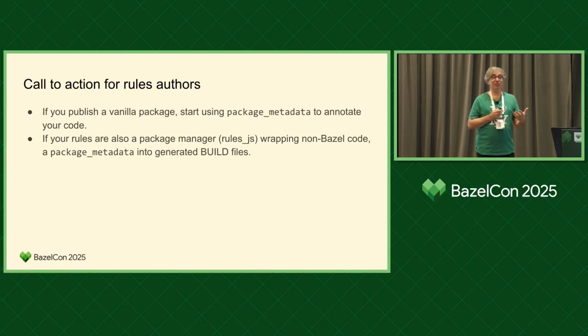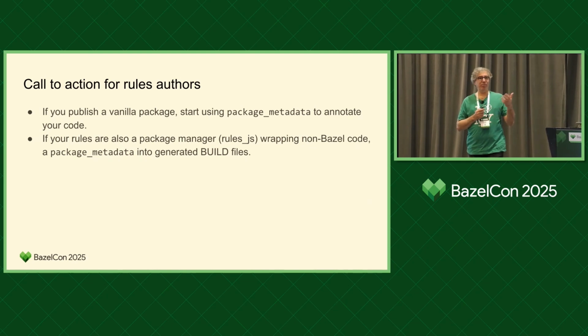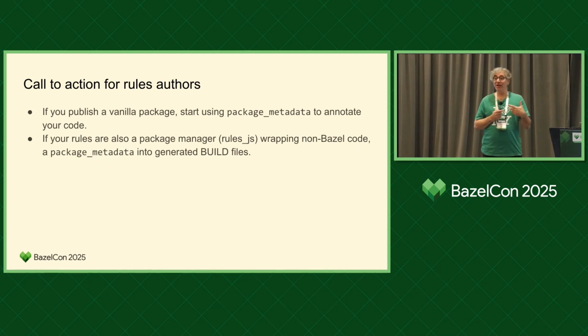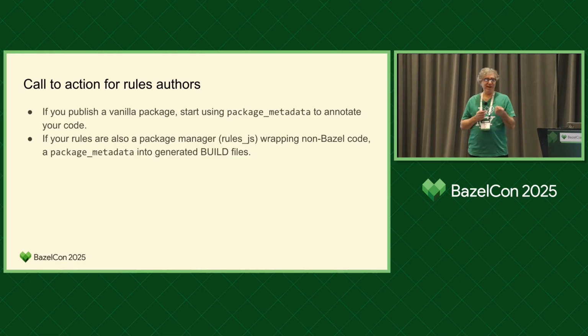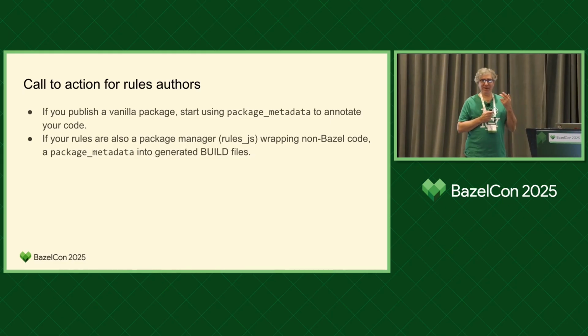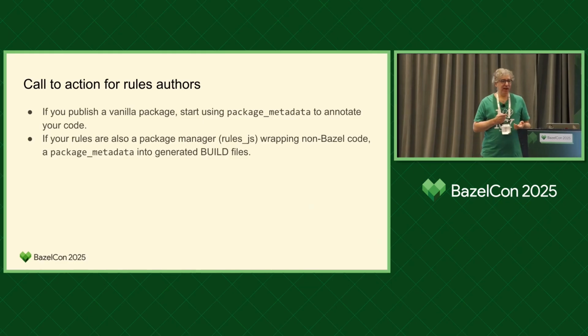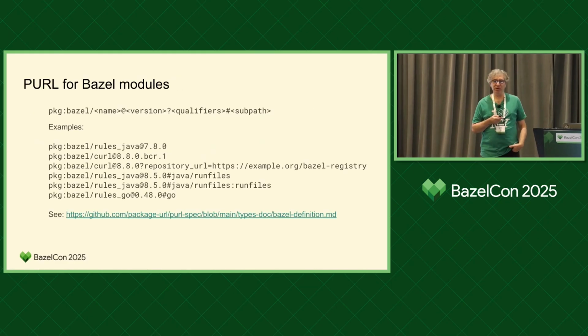If you're a package manager rule, so your rules JS or Go or JVM external, and you're pulling in things from other packages, you're already generating build files somewhere. Please do an update to throw in the package metadata rules in those build files you generate. And we'll come back for a second on implementation about Perls and PRLs.